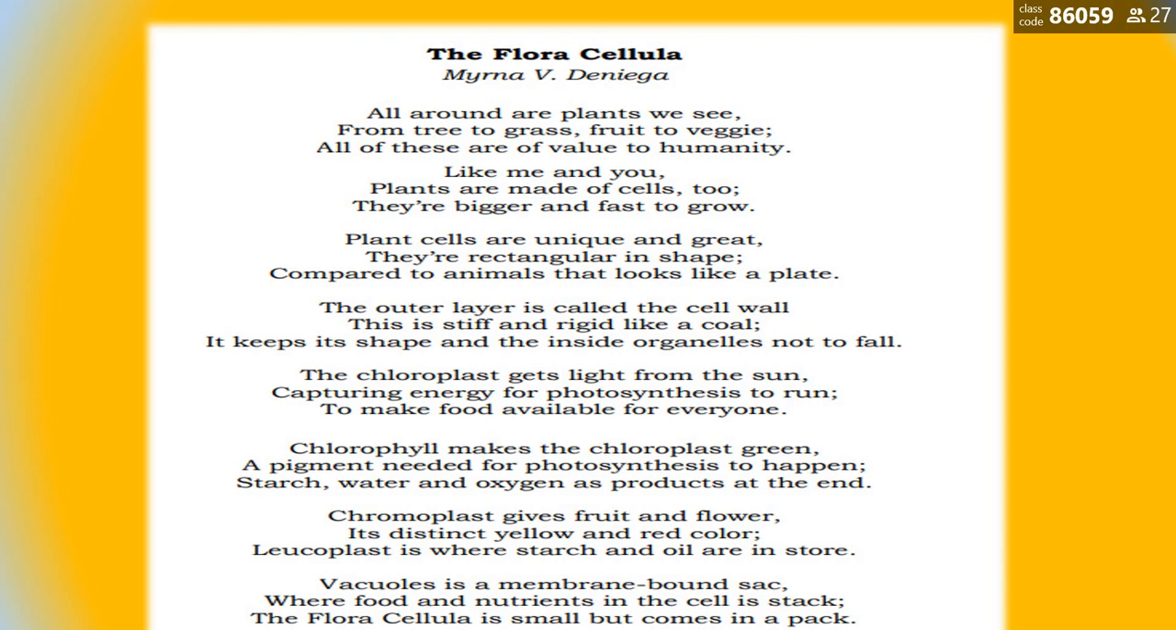Chlorophyll makes the chloroplast green, a pigment needed for photosynthesis to happen. Starch, water, and oxygen are the products at the end. Chromoplast gives fruit and flowers their distinct yellow and red color. Leucoplast is where starch and oil are stored. Vacuole is a membrane-bound sac where food and nutrients in the cell are stocked.